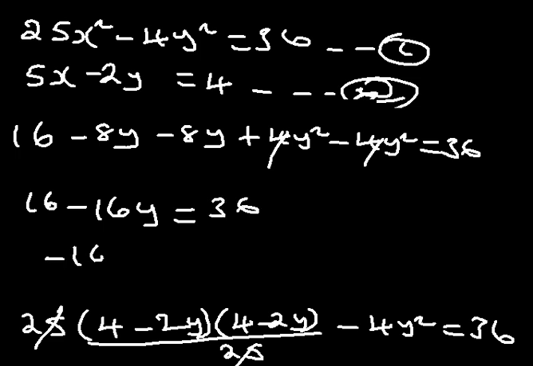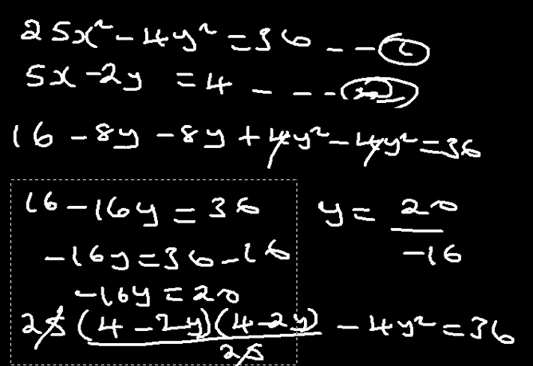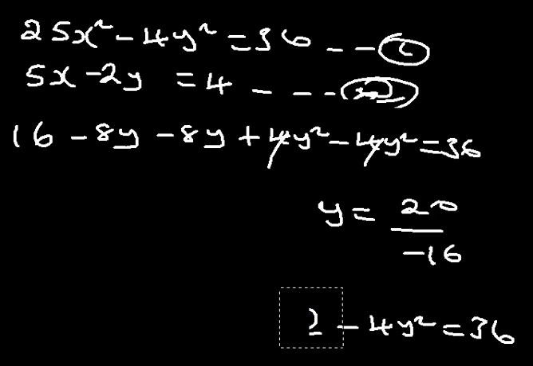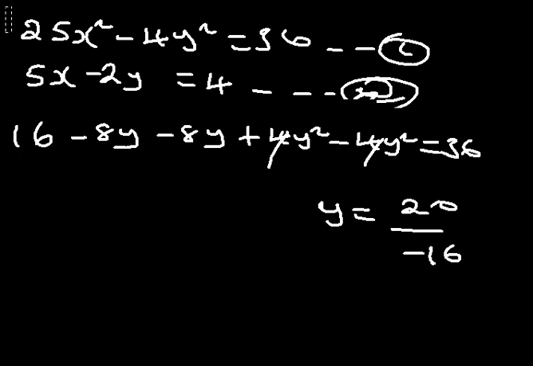Then we'll have negative 16y equal to 36 minus 16. So what is 36 minus 16? We have 20. So we'll have negative 16y equal to 20, which means y is equal to 20 over negative 16. We can simplify that one. Can you try to work out at your own time how we can proceed from there.